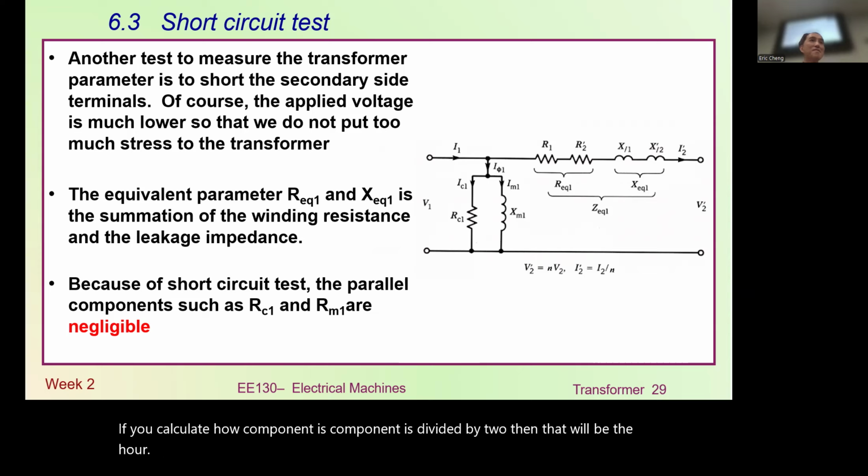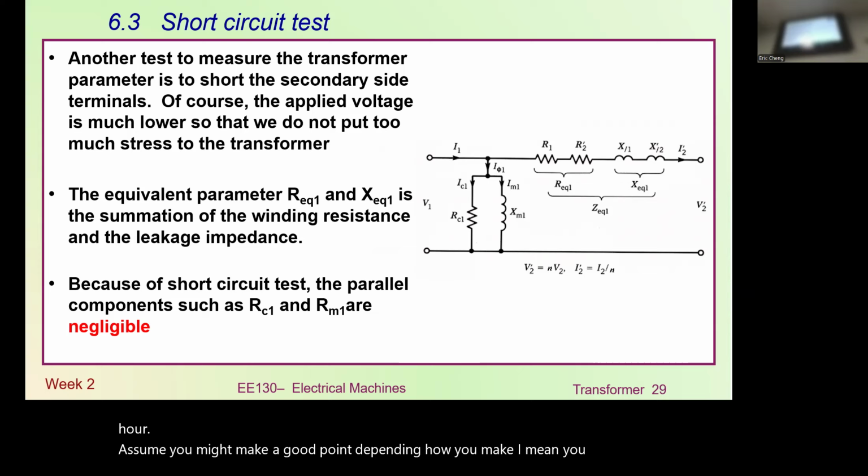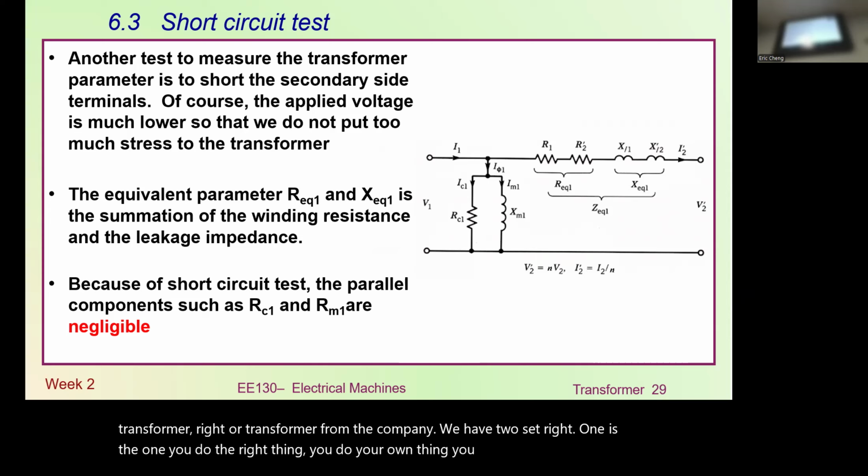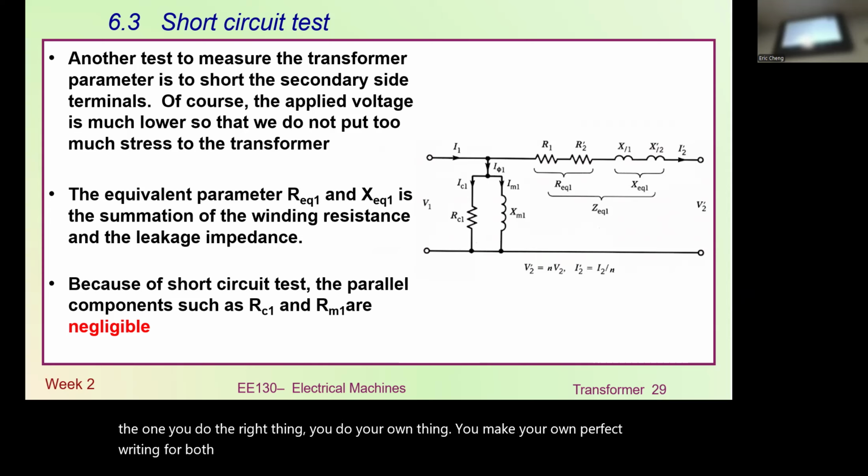So we make a good one. It depends how you make it. I mean, you make a good one for me in the lab, right? All the transformers you have. Because you construct your own transformer, right? Or a transformer from the company, we have two sets, right? One is where you do your own winding, you make your own perfect winding for both sides. And then the commercial one is supplied by the manufacturer.